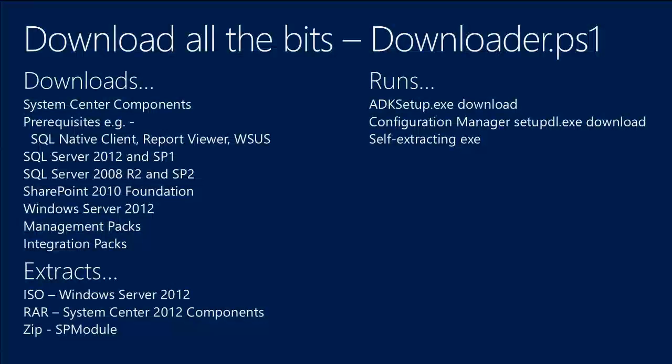Then anything that needs to be run to go and get other things, it also runs for you. So ADK is a weird one. It's about a 1 meg download. When you run it, it downloads about 1.5 to 2 gig of more stuff. So the downloader automatically runs that for you to make sure you've got a full download.